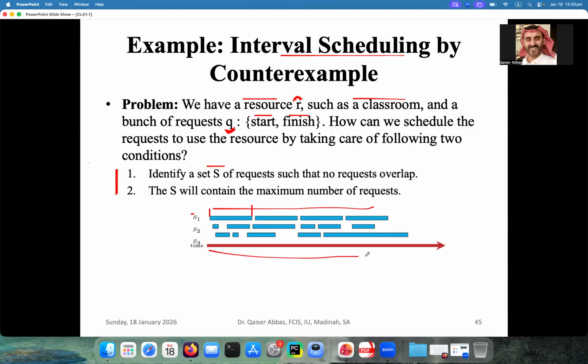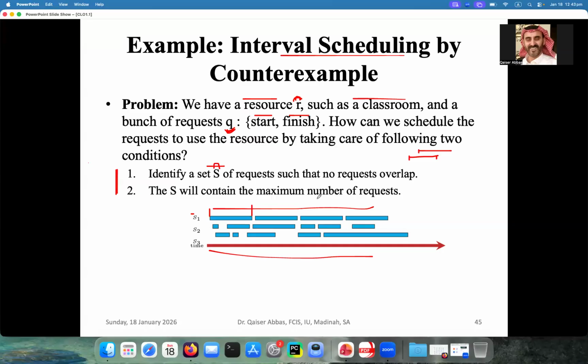Here we are representing that this is time, going from left to right in a horizontal way. So we have to identify a set S as a solution that will contain requests, and in that set, no requests will overlap. You can understand what overlapping means. If this request is going, this is the start and this is the end, no other can start while the previous one is in process. Now number two.